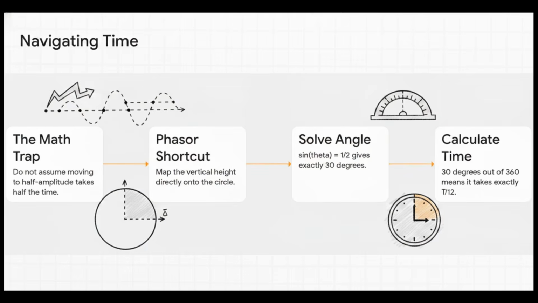Let's ground this with a practical example to show you how this builds out our toolkit and helps us dodge some really common mathematical traps. A classic mistake is assuming that traveling half the distance to the amplitude takes exactly half the time. It feels super intuitive, right? But you have to remember, velocity is not constant.